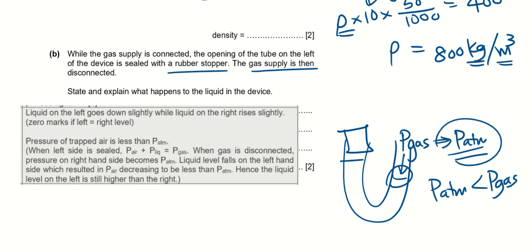So the liquid level will fall over here because I don't need such a high liquid level of 50 mm, together with the air here, to be equal to the new pressure that is found here. So this side will go up by a bit, this side will go down by a bit. Therefore, the liquid level on the left is still higher than the right.